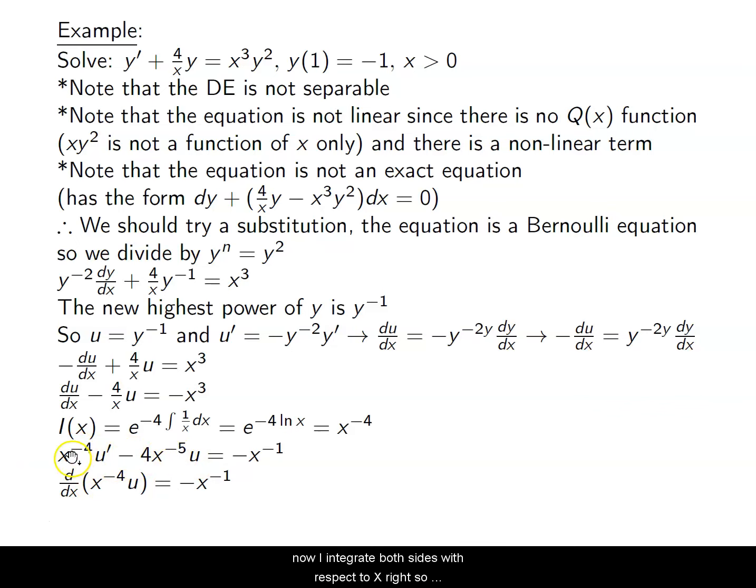Okay, so now I integrate both sides with respect to x. That's really just going to get this thing to cancel, and then this is 1 over x at this point.